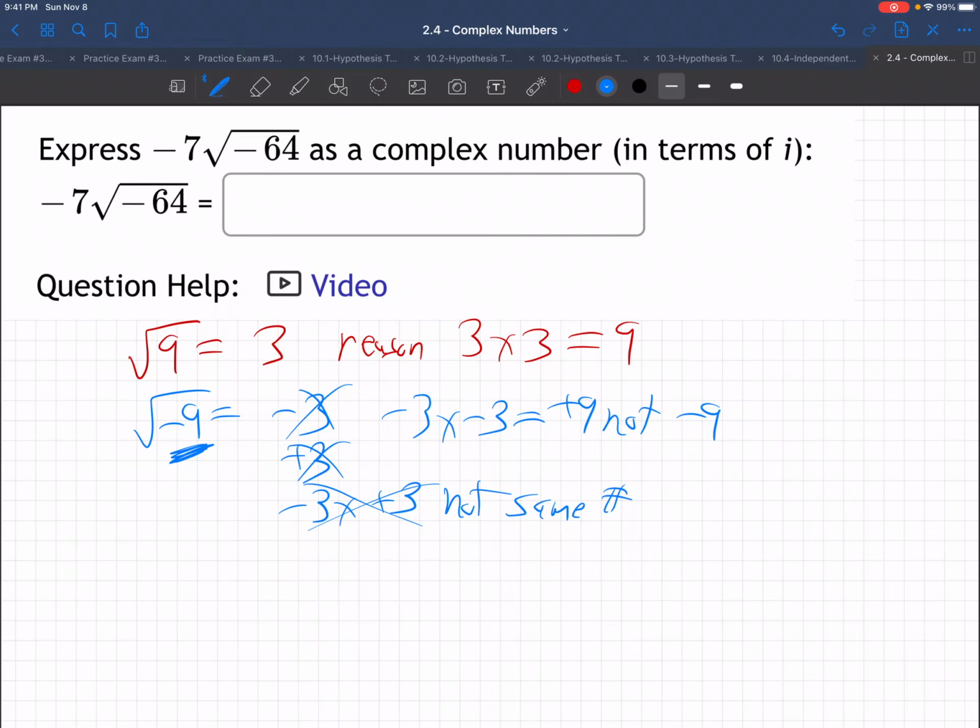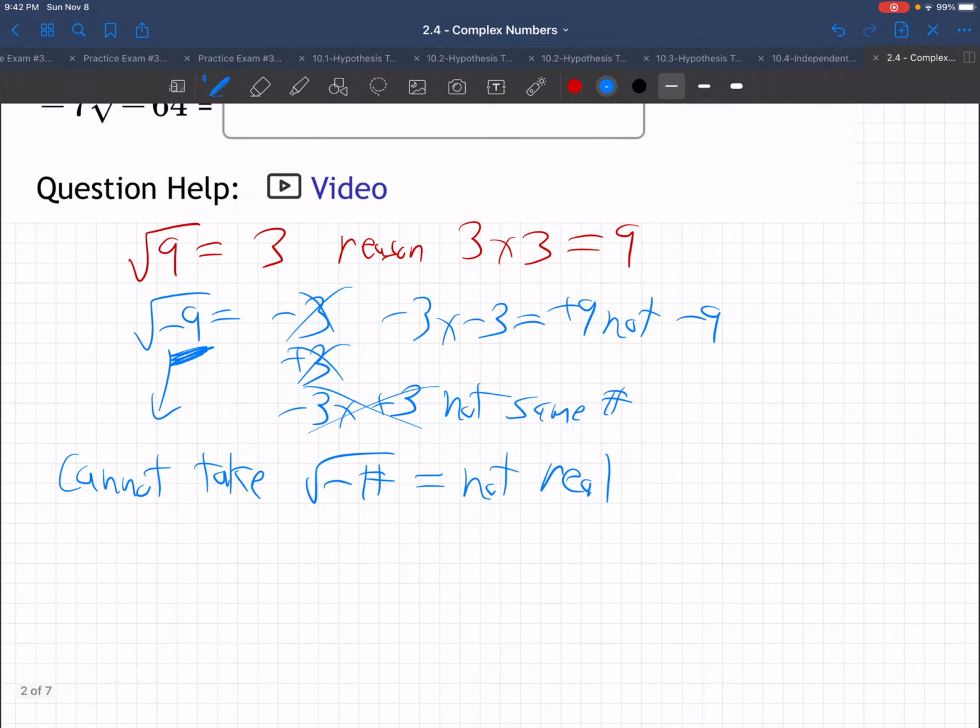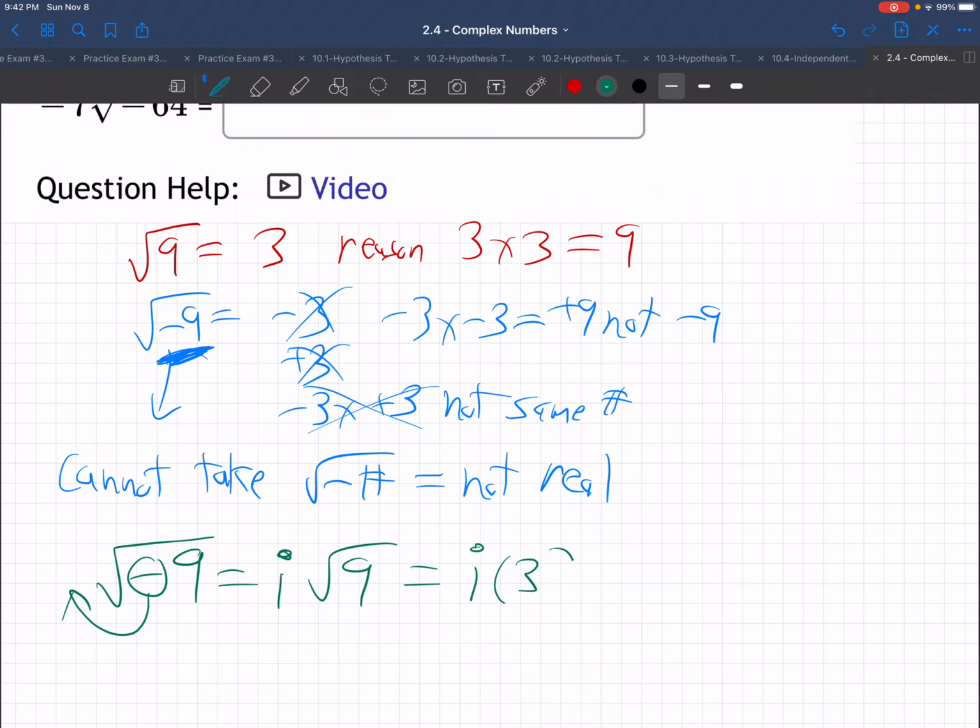Okay, so the point of all this is you cannot do it. You cannot take the square root of any negative number. It's not real. If you do it on your calculator, you get an error, because there is no real number times itself that's negative 9 or anything else negative, right? That's impossible. But we want to do it anyway. So here's what we do. The square root of negative 9, you take the negative outside as an i, and then you just do the square root of 9, which is 3, so it's 3i.